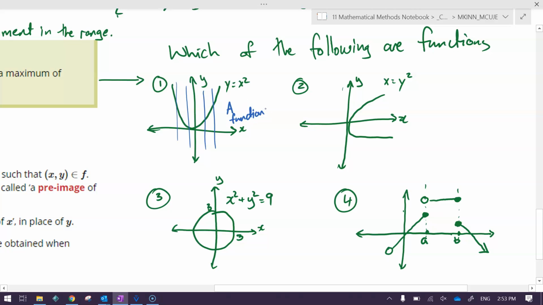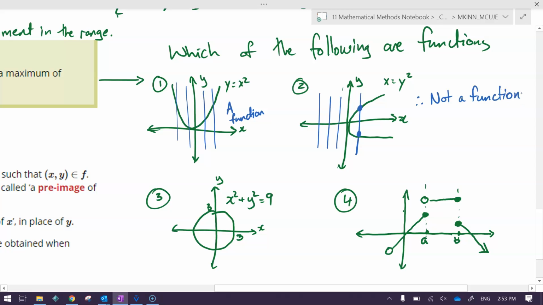What about the next one, x equals y squared? It's okay over here. It's not going to more than one. There is at least one case where a vertical line is touching the graph at two different spots. So it's not a function. It is still a relation. It's still a set of ordered pairs, but it's not a special one. It's not a function.